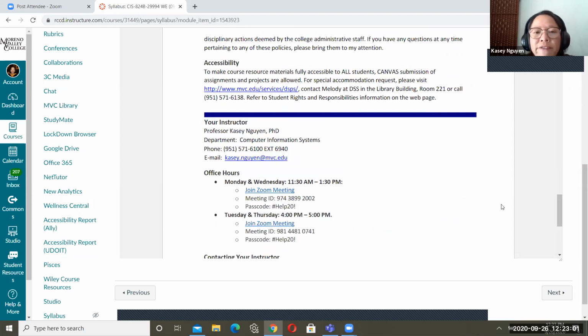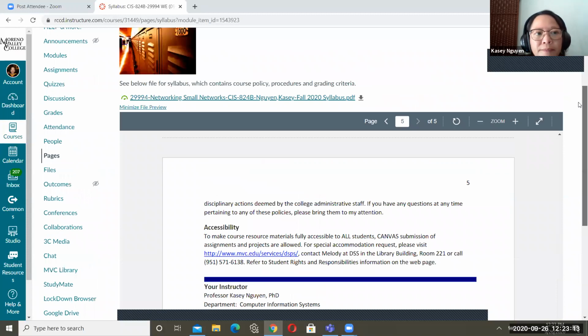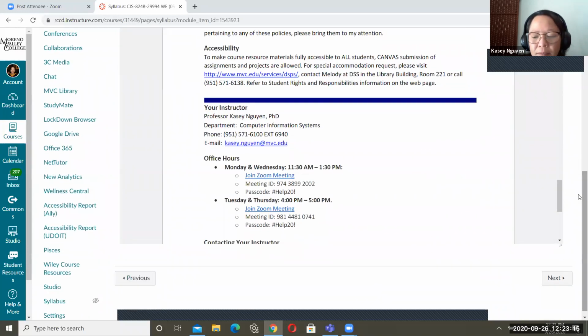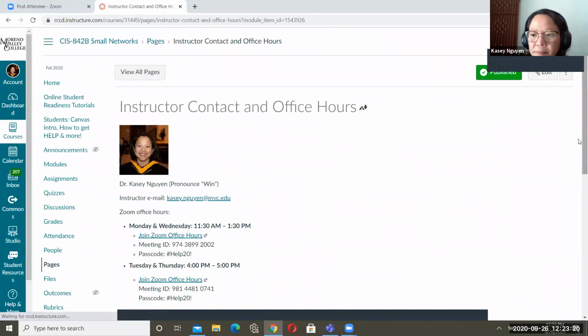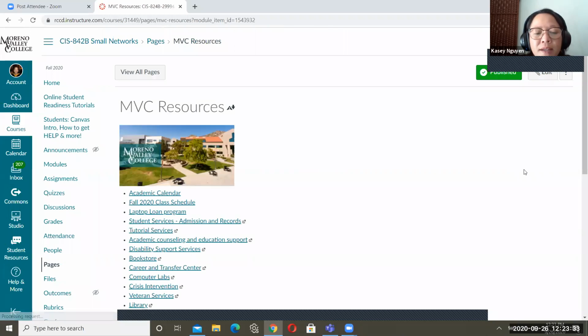So all of this information is also incorporated in the Canvas module. So you can also find the information by clicking the module and looking at the first module. Your grade is usually updated weekly. So after this week going into next week, after you submit all your work next week, I will start updating your grade. So here again, you will find my office hours information.